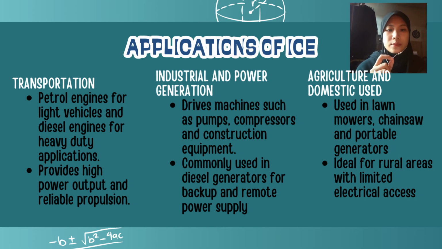And in industrial and power generation, internal combustion engines are used to drive machines such as pumps, compressors, and construction equipment. They are also widely used in diesel generators to provide backup power or electricity in remote areas. And for agriculture and domestic use, these engines are found in lawn mowers, chainsaws, and portable generators. They are especially useful in rural areas where electrical access is limited.